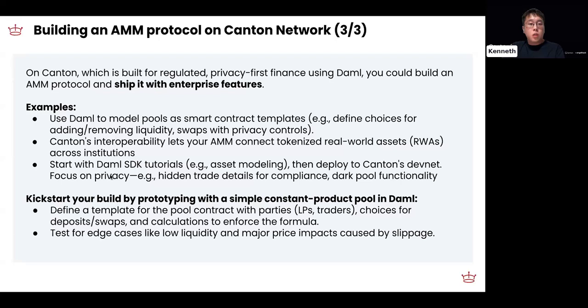So essentially, if you're looking to kickstart building an AMM-like protocol on the Canton Network, then what you need to do is define a template for the pool contracts. You're going to involve who the key parties are, the key execution decisions for any deposits of assets if you're doing an escrow or swap, and of course the mathematical formulas enabling the AMM. You also need to take into account edge cases, like how to manage liquidity and price impacts if you're using a mathematical formula for your AMM.